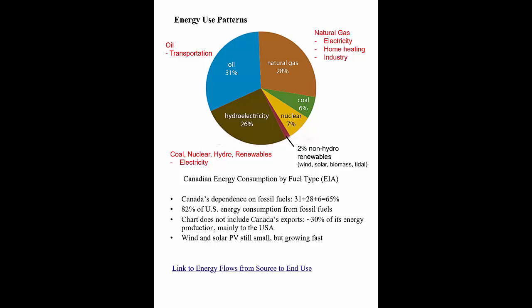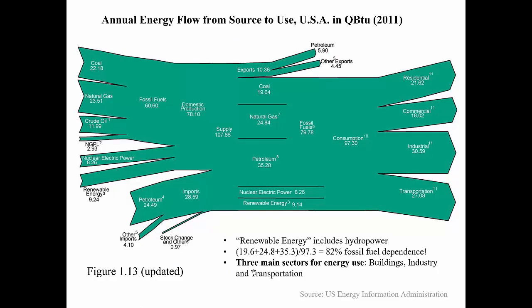Now I've got another slide, another one of these landscape slides. Okay, this is the annual energy flow from source to use. This is the United States. This is taken from your book, figure 1.13. I found a more up-to-date one at the EIA, and it's in QBTUs. Don't worry about it. That's just energy. A little bit old, but the general pattern doesn't change a whole lot.